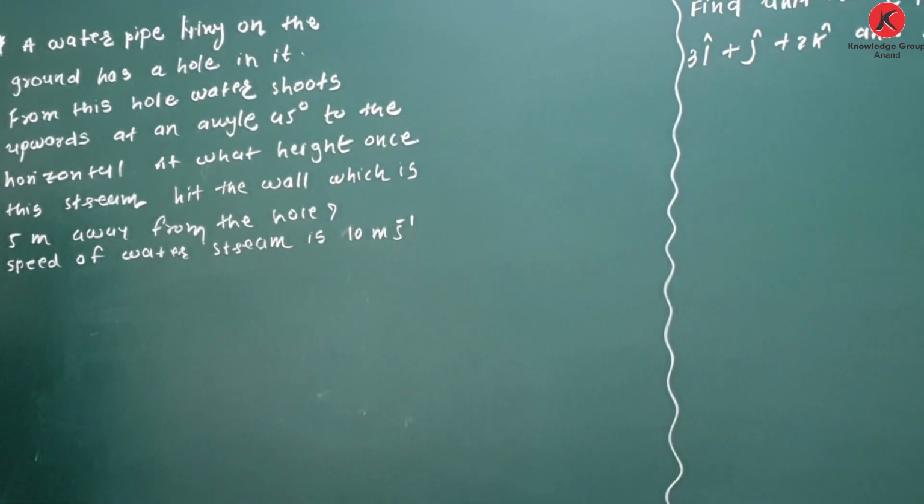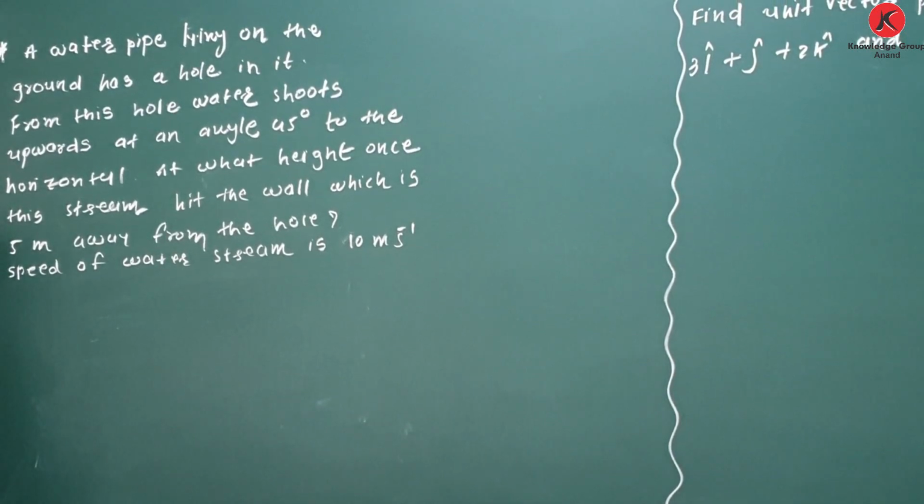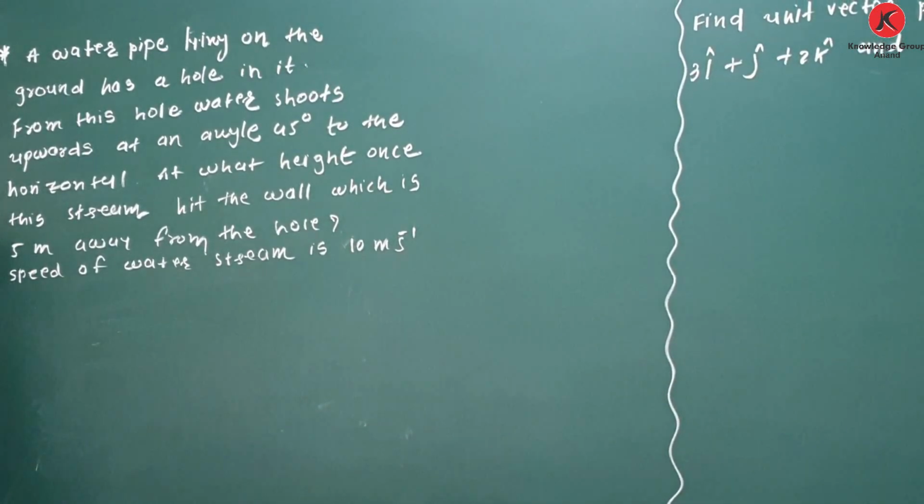Okay, next question is: a water pipe lying on the ground has a hole in it. From this hole, water shoots upwards at an angle of 45 degrees to the horizontal. At what height will this stream hit the wall, which is 5 meters away from the hole? The speed of the water stream is 10 meters per second. See how to solve this question.